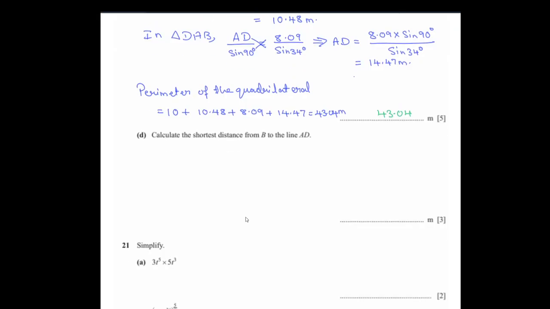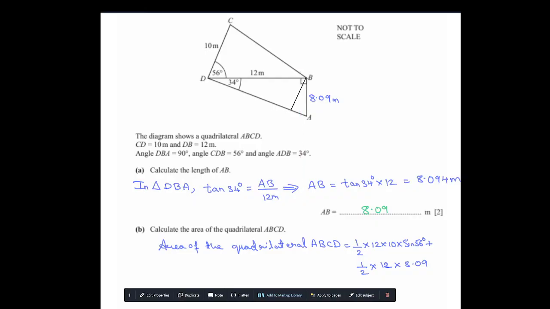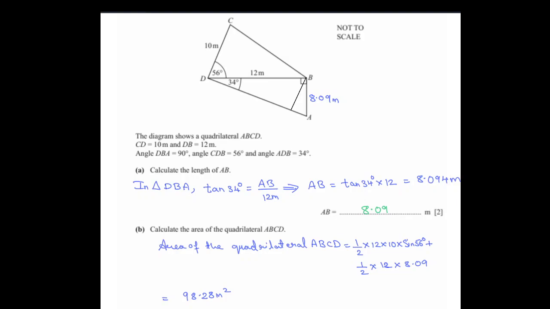Question number D. Calculate the shortest distance from B to the line AD. We will go back to the diagram again. They are asking us to find the shortest distance from B to the line AD. So that means a perpendicular line from this to this, something like this. When we draw a perpendicular, the shortest distance is always the perpendicular line. So this is the right triangle now. When this is the right triangle, 12 meters is the hypotenuse.